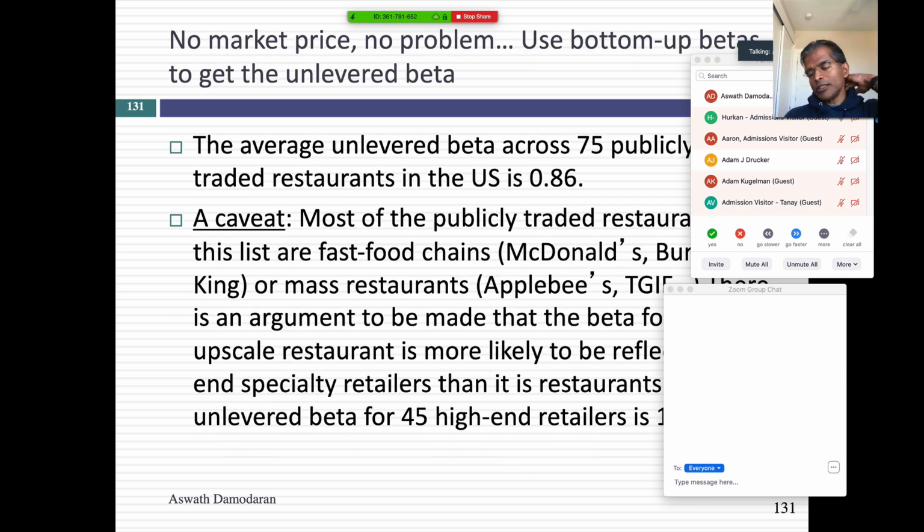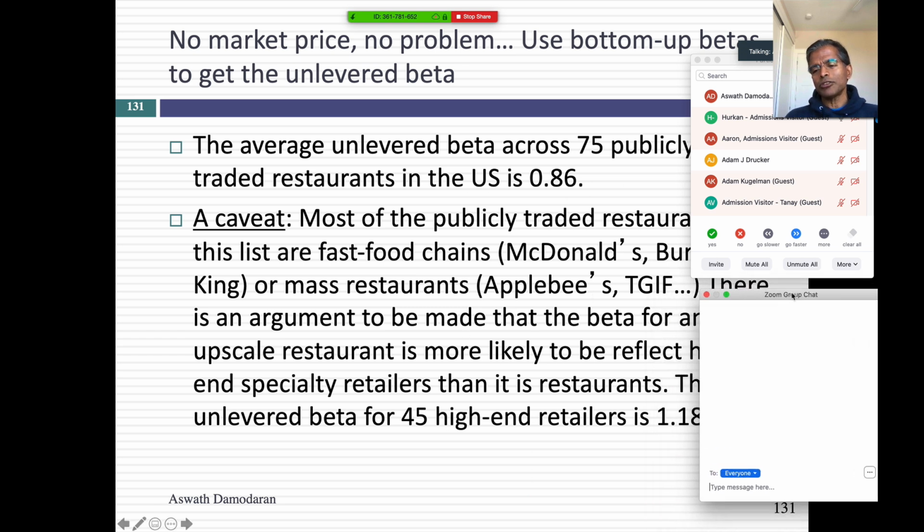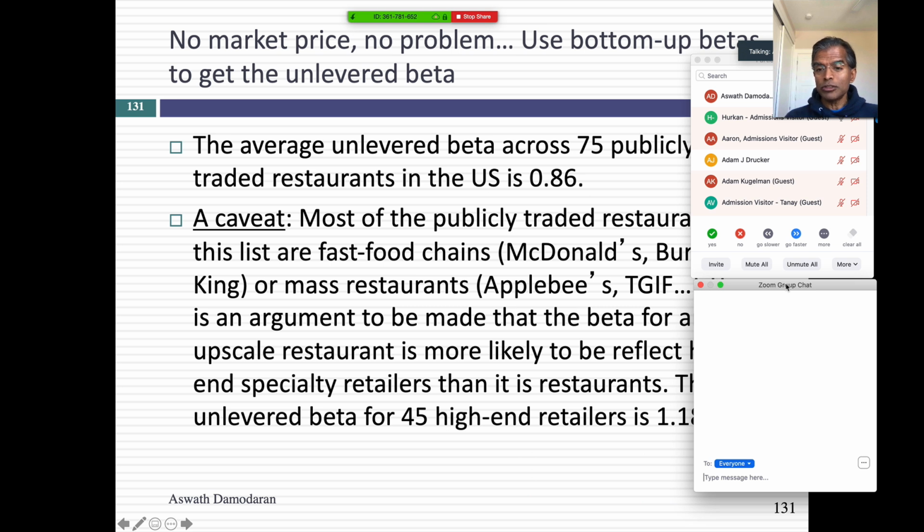So let me give you a very simple way in which you can get around the problem. Let's start with the fact that you can get a market beta from publicly traded restaurants. Let's say that market beta is 0.86. But before I go any further, if you look at publicly traded restaurants in the US, you're going to see Chipotle, Applebee's, McDonald's, and this is an upscale French restaurant. So you could actually argue that maybe the beta you're getting from restaurants is not right. Remember we talked about discretionary, non-discretionary? That this is a very discretionary choice.